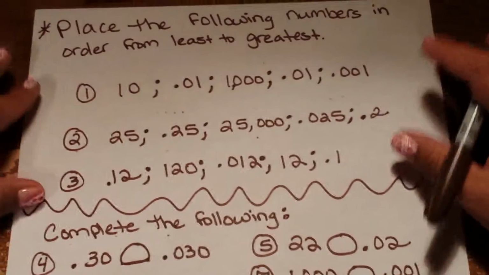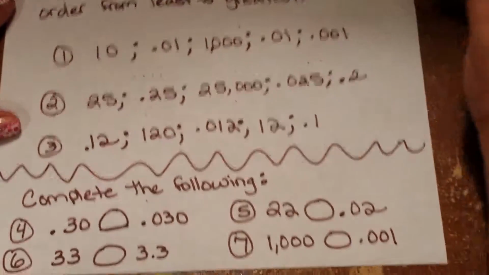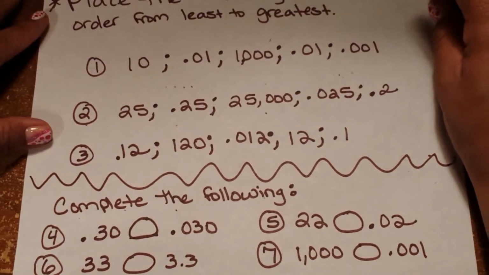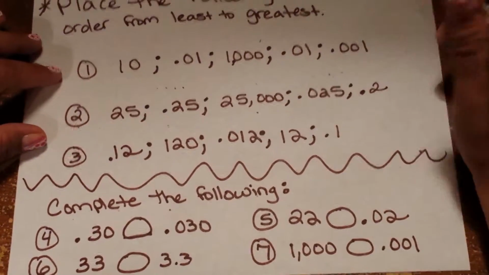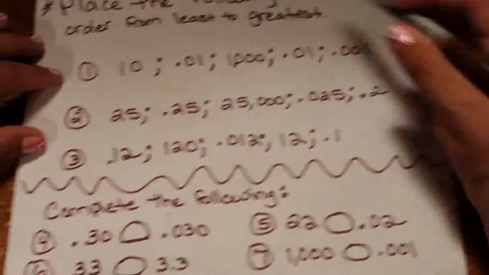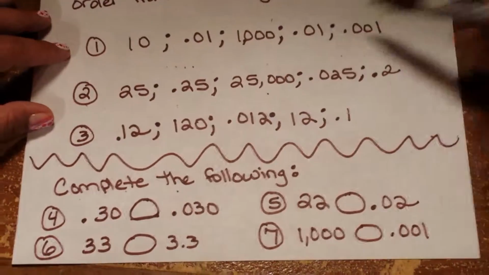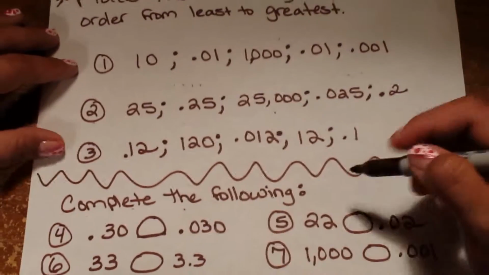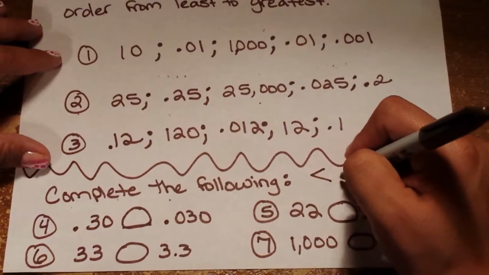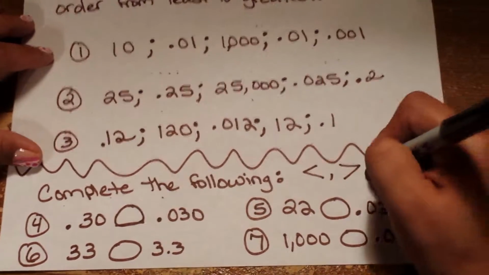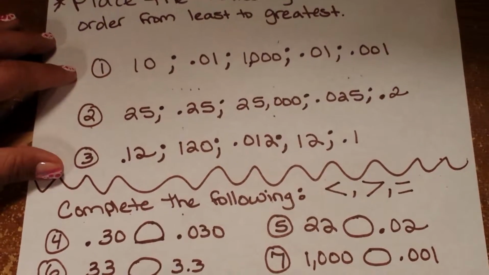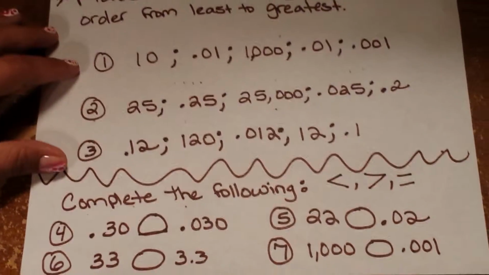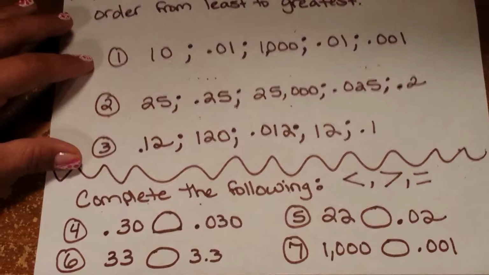Now, I want you to work on these for homework. You're going to place the following numbers in order from least to greatest. Remember to look at your decimals. If you have to, circle the ones that have a decimal so you can compare. Then, at the bottom, you're going to use less than, greater than, or equal on the bottom four. Tell me which numbers are less than, greater than, or equal. Let's do the first one together.